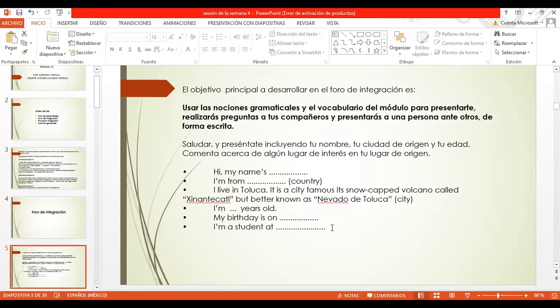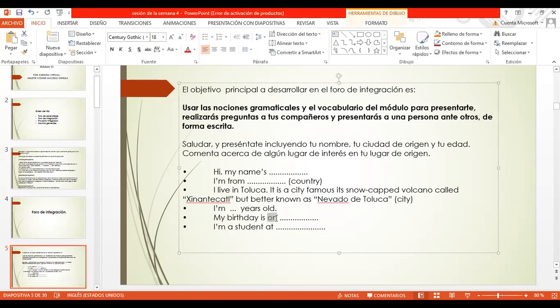Sobre ustedes, obviamente tienen que hablar sobre ustedes. Información muy básica. I am from, I live in, I am 35 years old, my birthday is on. Recuerden poner la preposición on para el cumpleaños, muchos se les olvida. I am a student at high school CEP online, por ejemplo.